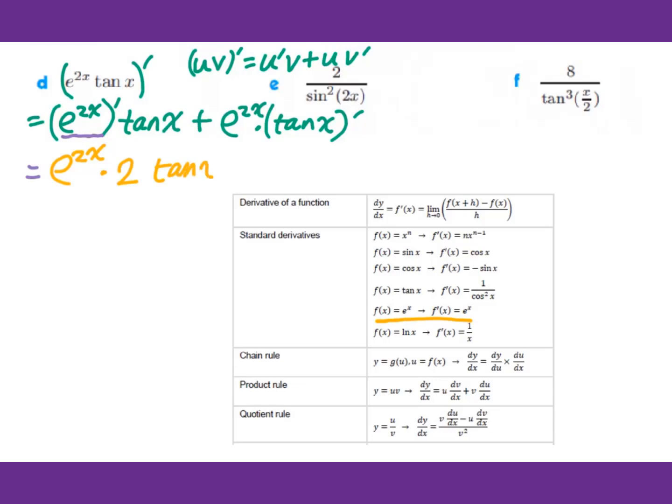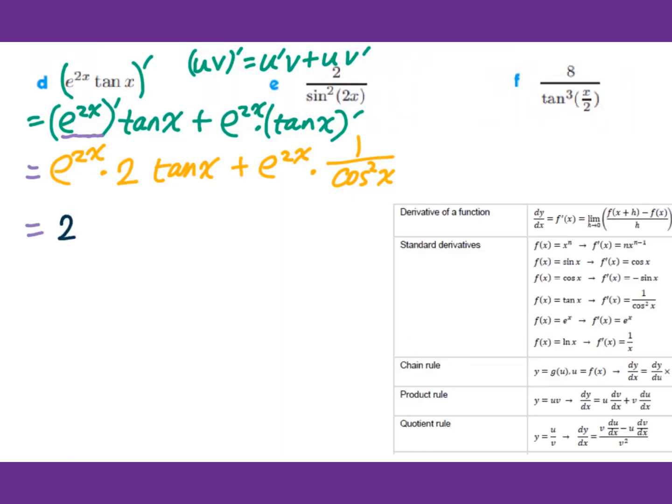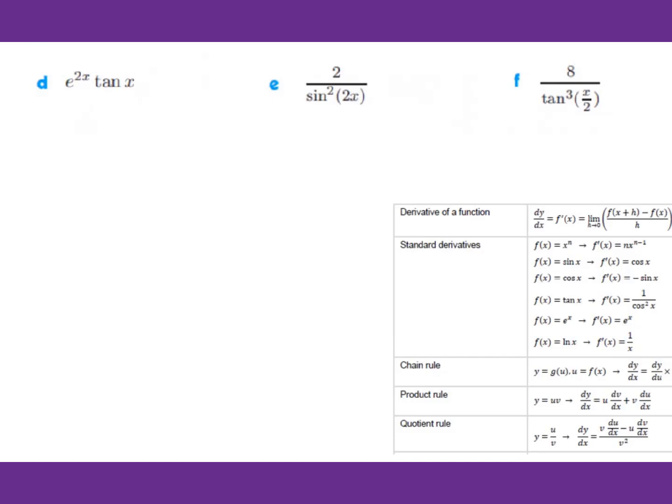Then times tangent x. Plus e to the 2x power times the derivative of tangent x, which is 1 over cosine squared x. So we organize. You will get 2e to the 2x power tangent x, then plus e to the 2x power over cosine squared x. Now for the E, this one you don't have to use the quotient rule because the numerator is a constant number.